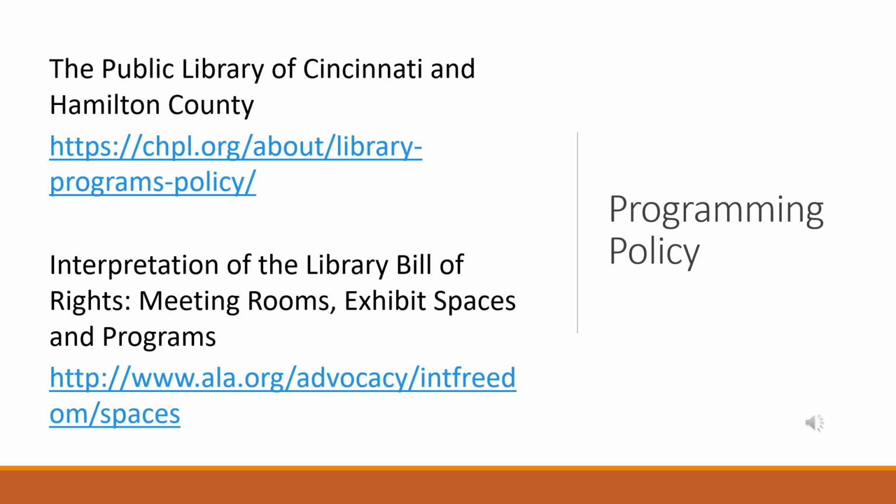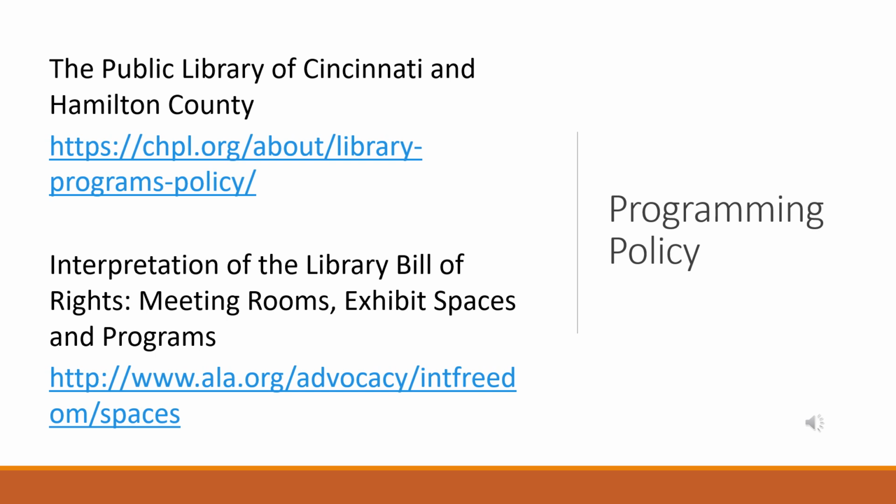So programming policy. The Cincinnati and Hamilton County Library link there is a pretty good example of a library programming policy. It spells out what kind of programs the library is going to offer, why they do it, where they do it, what they expect, and how it helps them to reach their goals. So every bit of information that any kind of policy would include is included in that Cincinnati and Hamilton County policy. It's a really good example.